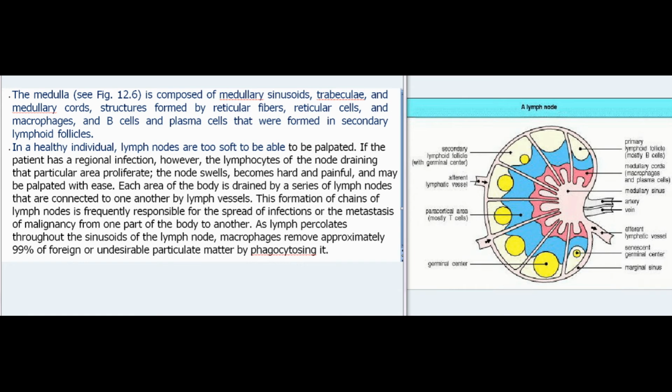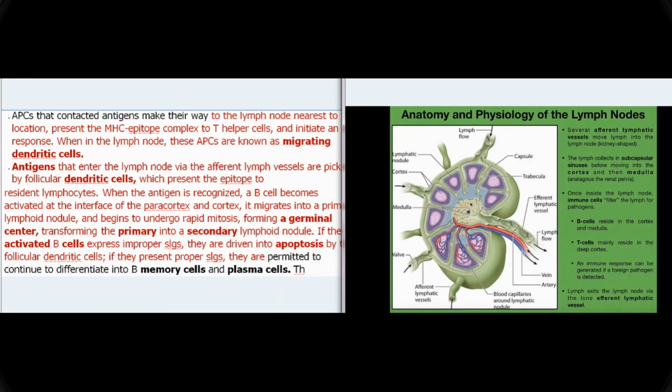As lymph percolates throughout the sinusoids of the lymph node, macrophages remove approximately 99% of foreign or undesirable particulate matter by phagocytosing it. APCs that contacted antigens make their way to the lymph node nearest to their location, present the MHC epitope complex to T helper cells, and initiate an immune response. When in the lymph node, these APCs are known as migrating dendritic cells. Antigens that enter the lymph node via the afferent lymph vessels are picked up by follicular dendritic cells, which present the epitope to resident lymphocytes.